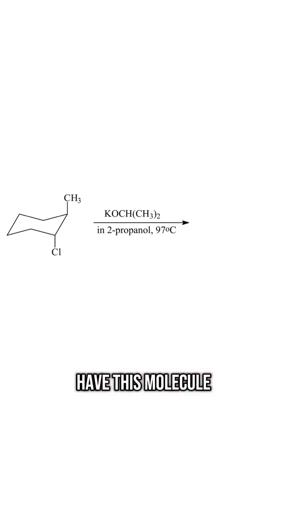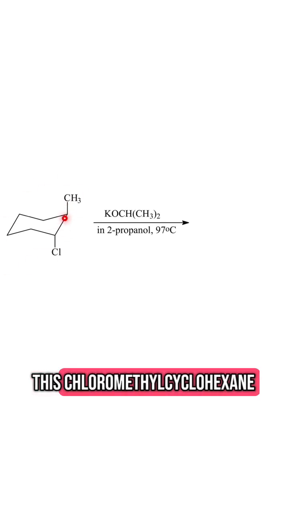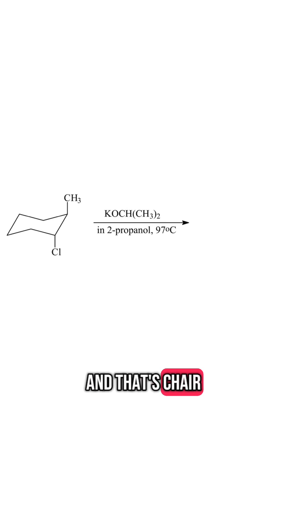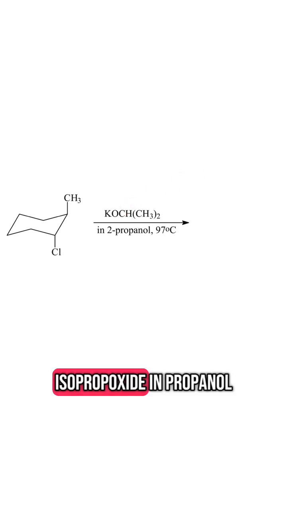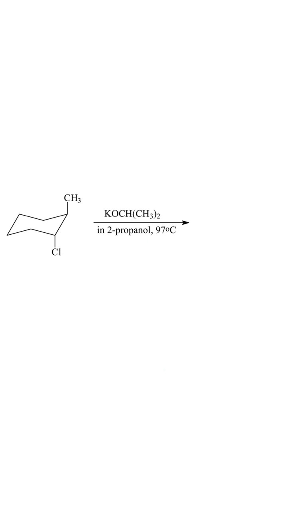We have this molecule right here, this chloromethylcyclohexene in this chair conformation, and we're going to react it with potassium isopropoxide in 2-propanol, and it's at 97 degrees C, so that's pretty hot. So what is the product?